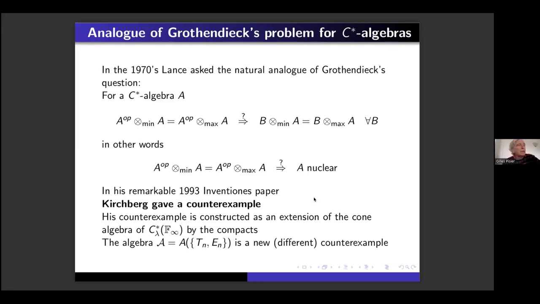Anyway, it's a rather involved example, which just for experts I mention, this is constructed as an extension of the Cohen algebra, the reduced C-star algebra of the free group. So he's using the Cohen algebra, and my example will also use it. But my example is new and a quite different counterexample. And his example was a solution to this problem, but it is not an algebra with LLP.